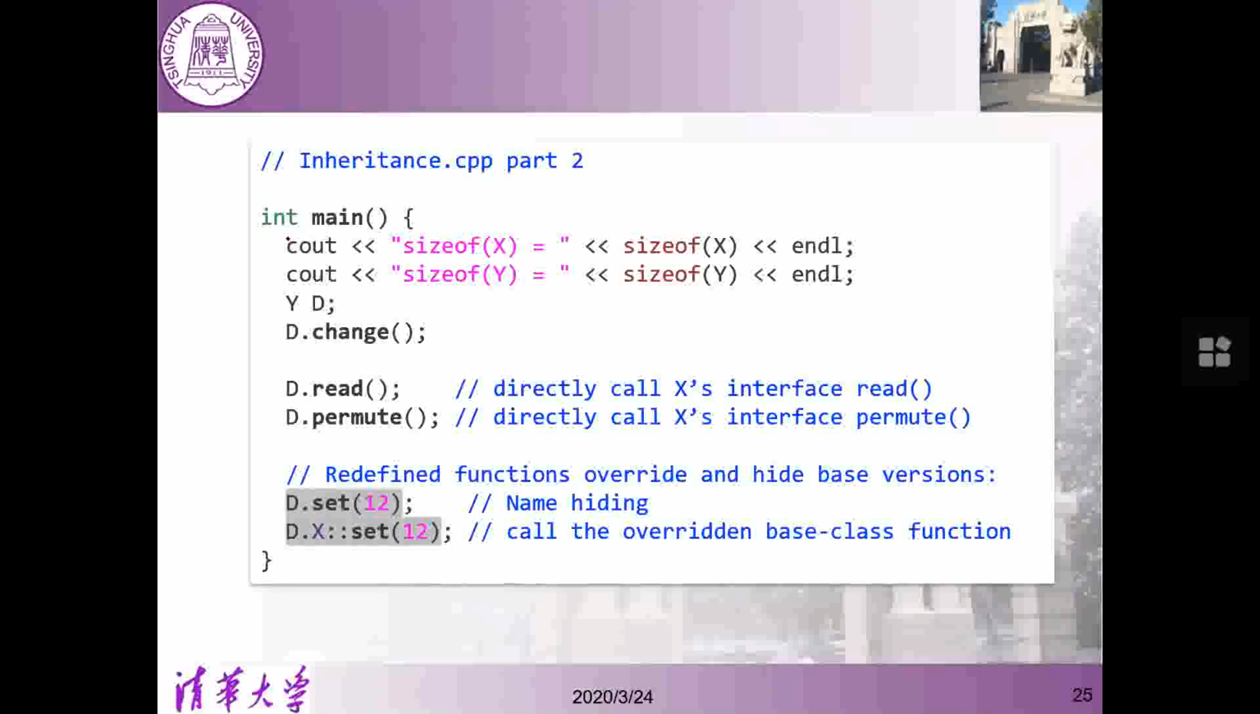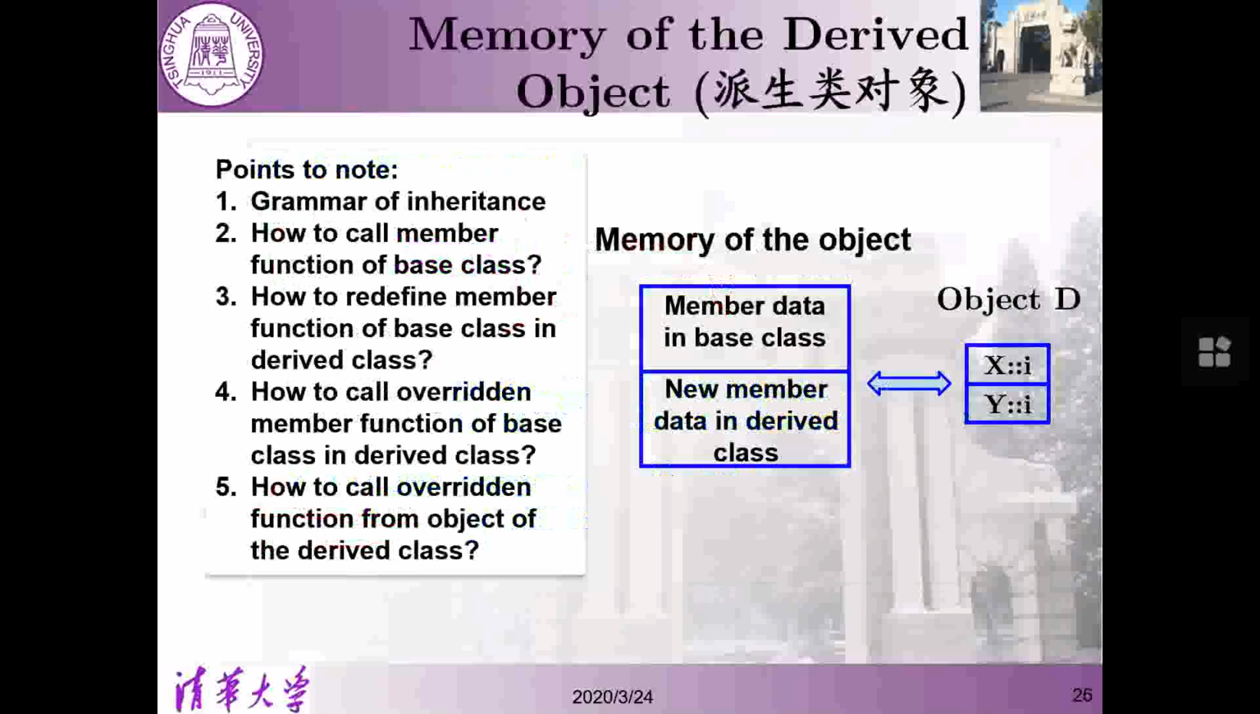Okay, then from the testing, we can see that the size of X and the size of Y are different. I think this should be 4 bytes and this should be 8 bytes, because there's one I in here and there are two I's, right? We just mentioned that there are two I's, one is Xi, another one is Yi. So the size is larger. And then these are the grammars. If we call this function like this, then we'll call the derived version. And if we want to call the base version, this is the way. Okay, and this is grammar.